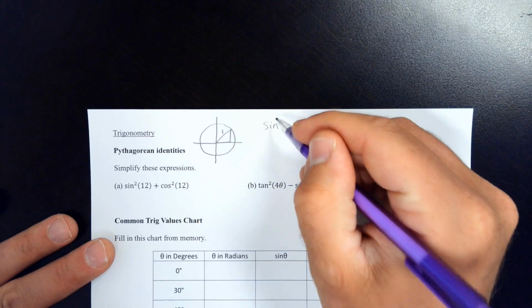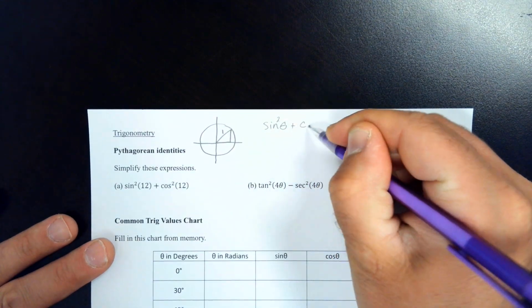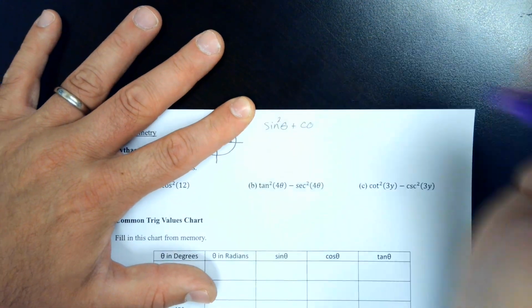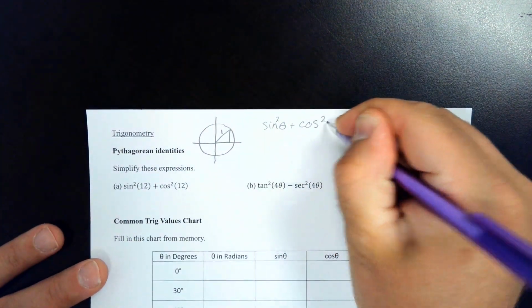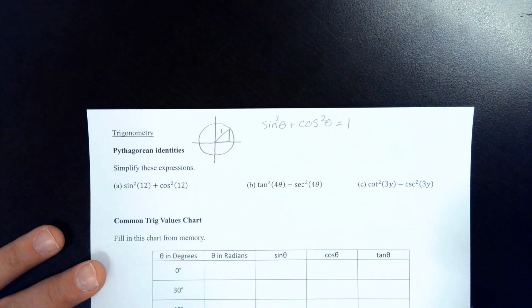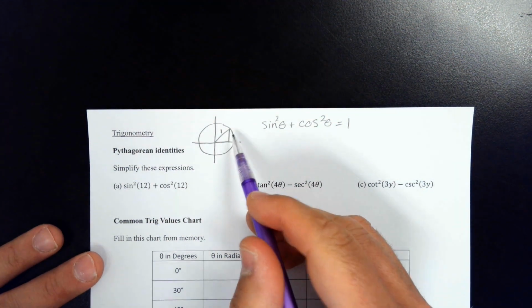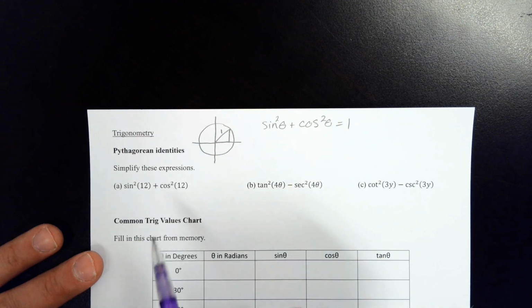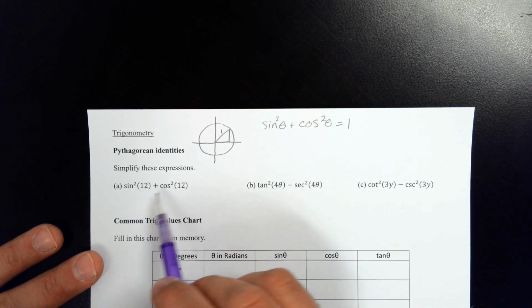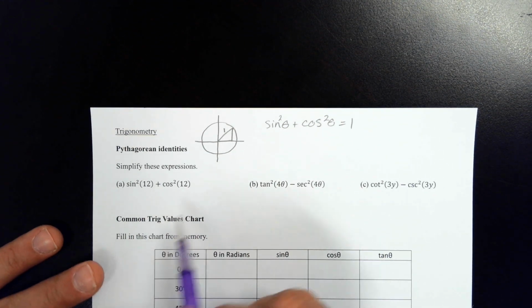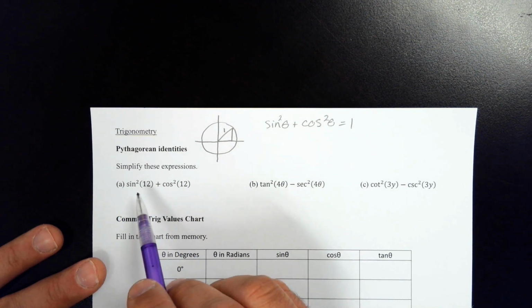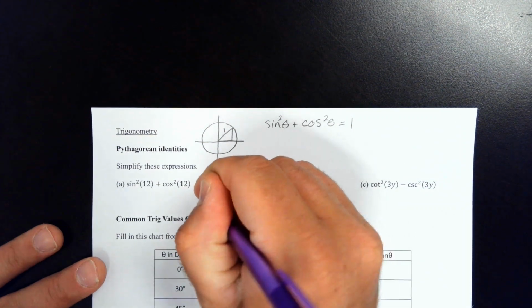sine squared theta plus cosine squared theta equals 1. That's the Pythagorean theorem. This side squared plus this side squared equals this side squared. So if you see something like this, sine squared 12 plus cosine squared 12, it doesn't really matter what's in that theta, what's in that 12. The 12 doesn't matter. This is always going to equal exactly 1.